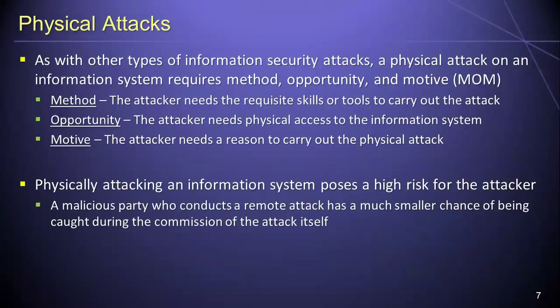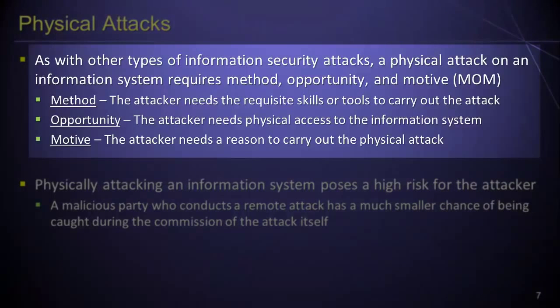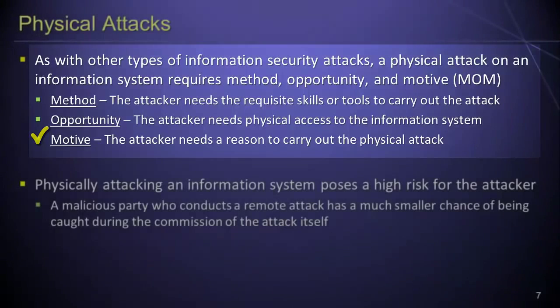As with other types of information security attacks, a malicious party wishing to perpetrate a physical attack on an information system requires method, opportunity, and motive. With respect to method, an attacker needs the requisite skills or tools to carry out the attack. Opportunity is also critical, insofar as an attacker must have some means of gaining physical access to the information system that she wishes to attack. Finally, a potential attacker will not perpetrate a physical attack on an information system if she has no motive for doing so. That is, an attacker needs a reason to carry out a physical attack, with the reason usually taking the form of some sort of benefit for the attacker.